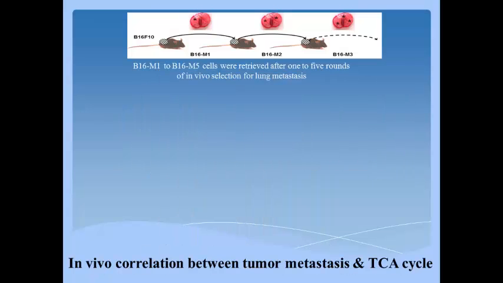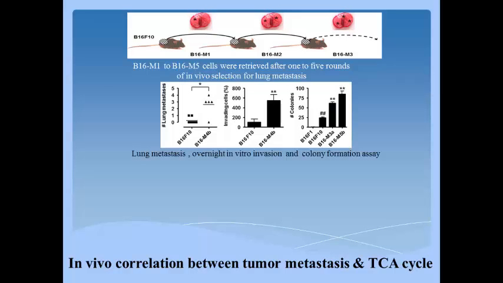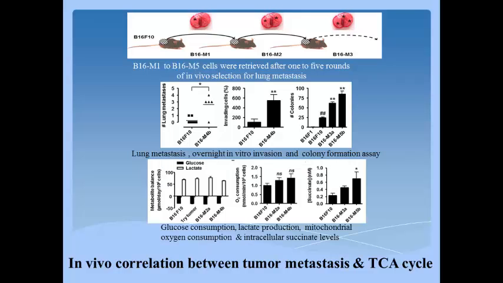When authors subjected moderately metastatic F10 cells to several rounds of in vivo selection, as shown here, they found increased metastatic activity, increased invasiveness, and clonogenicity. However, there was no difference in the rate of glucose uptake, lactate release, and mitochondrial oxygen consumption, but increased succinate levels were seen, indicating TCA cycle overload in the metastatic cells in vivo.